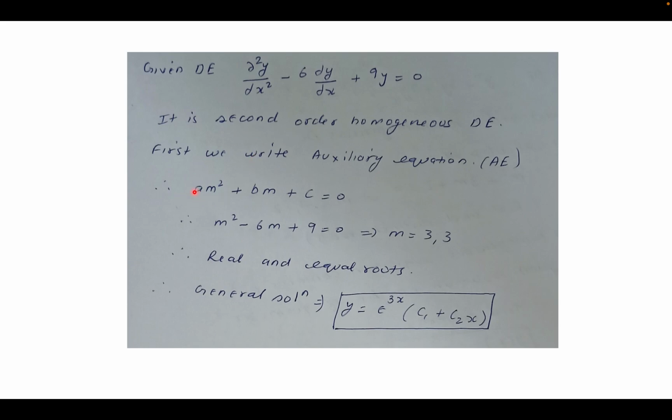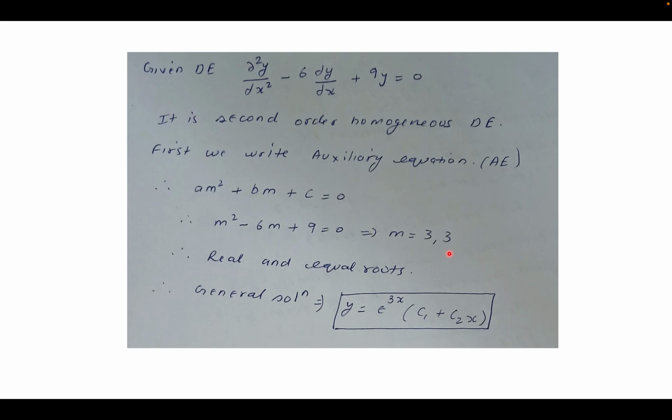So basically you have am² + bm + c = 0, where a is the coefficient of the second derivative, b is the coefficient of the first order derivative, and the constant c is the coefficient of the dependent variable, right? So basically you have a = 1, b = -6, and c = 9. And from here, if you solve this quadratic equation, you will get two roots because it's a quadratic equation. And from here you get two equal and real roots. So basically you get m = 3 and 3.